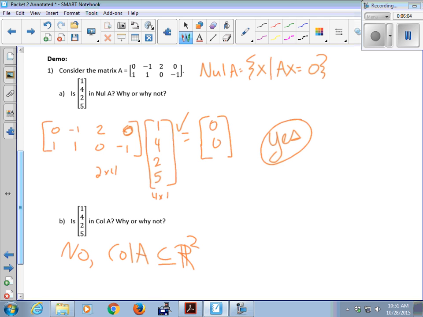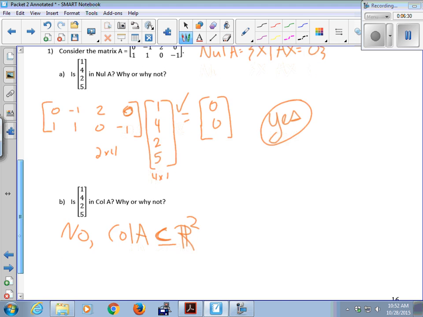So that symbol means contained in, right? Or is a subset of. It's like a C with a line underneath it. Yeah, it's used similarly. C with a line. Contained in or equal to R2. So that's definitely a no. We don't even have to check anything.